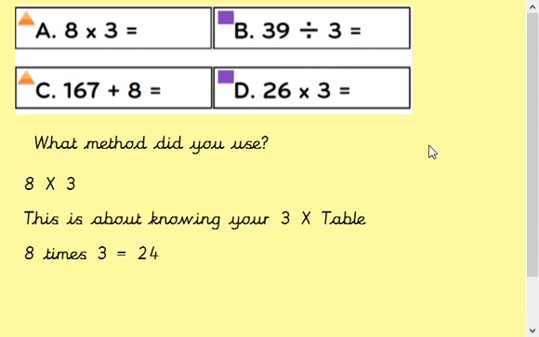Next question, 8 times 3, an absolute gift. All of you are getting better at your times tables. All of you have made good strides with that this year. So this is just about knowing your 3 times table. 8 times 3 is 24.